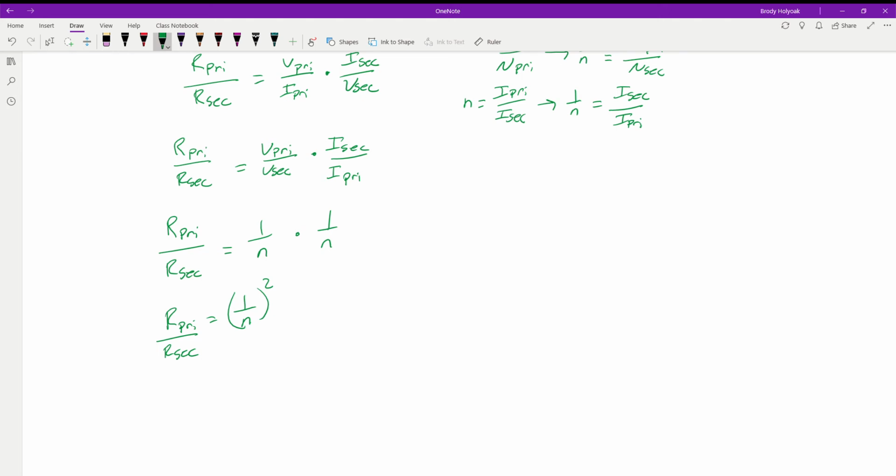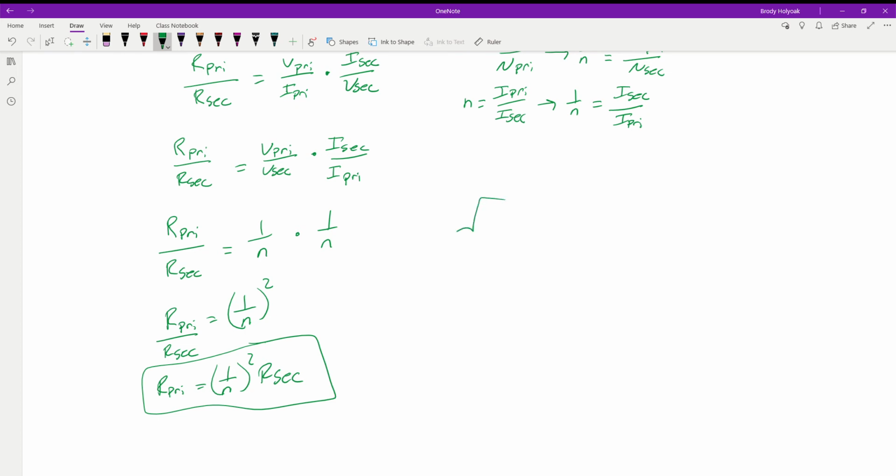What is our load, or what is our source seeing when we connect in the load? Well, we know what this value is, so we can bring it across, and we're just trying to solve for this guy. So our R primary is equal to 1 over N quantity squared times our R secondary. So basically that translates into our final equation. Now we can find out what my primary is going to see, but I'm not going to have to do any conversions. It's one quick, real fast equation to solve for what I need.